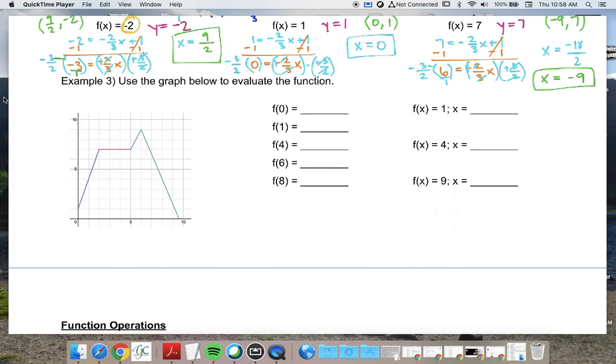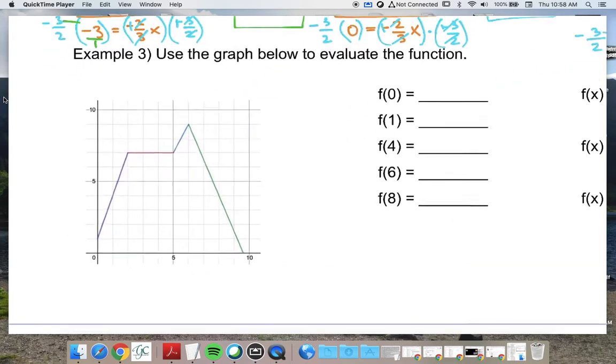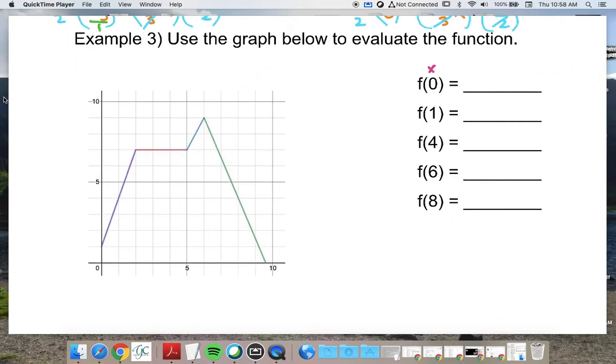So first, let's start with this first column. They've asked for f of 0, f of 1, f of 4, f of 6, f of 8. Those are all x values, and we're going to use our graph to evaluate those x values. Just like when we were evaluating up above with an equation, everything in these blanks here is going to represent our y value. So we're going to use the graph to find the ordered pairs so that we can find the y value of each of these ordered pairs.